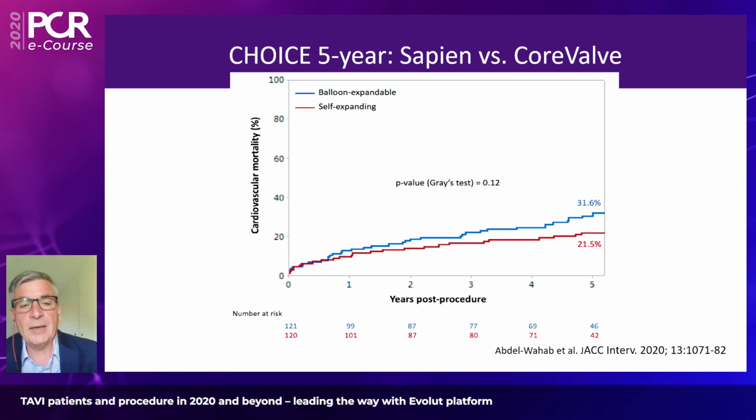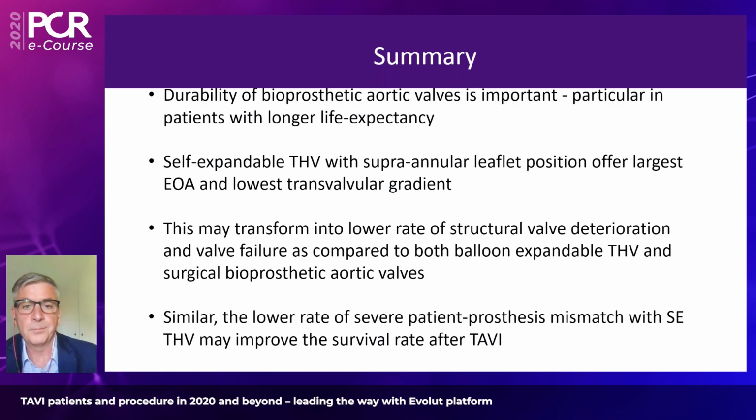And again, this may, as we discussed earlier in this session, impact the outcome of the patient. So going back to the CHOICE trial at 5 years, SAPIEN versus CoreValve platform, if you look at cardiovascular mortality, it's about 50% higher in the patients who were treated with the SAPIEN platform, around 30% compared to around 20% with the CoreValve platform.